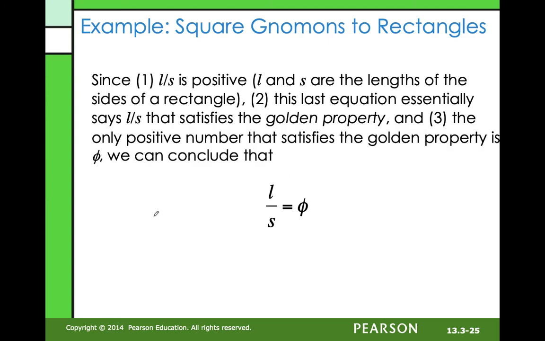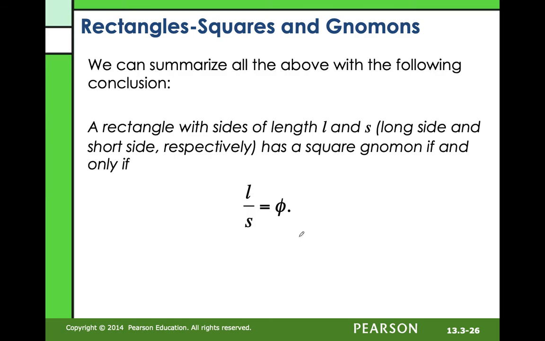And since L over S is positive, as L and S are the side lengths of a rectangle, this last equation essentially shows that L over S satisfies the golden property. So remember that you've got this golden ratio, and the only positive number that satisfies the golden property is our number phi that we came up with in our previous lesson, and so this is our conclusion. So we can summarize all of that with the following conclusion. A rectangle with sides of length L and S, being the long side and short side respectively, has a square gnomon if and only if L over S is equal to phi.